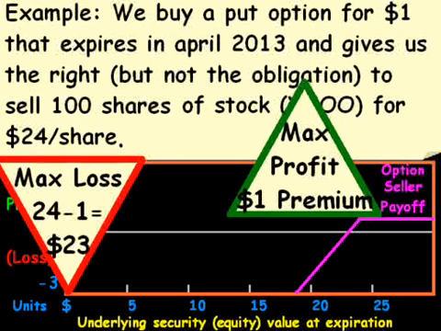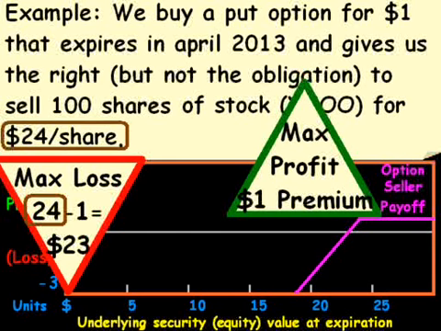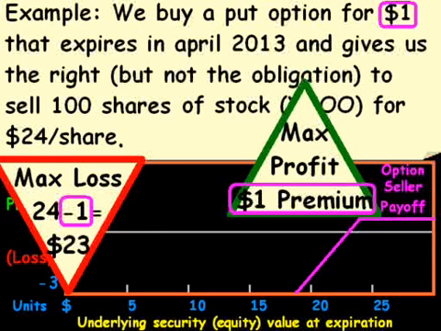On the flip side, the maximum loss an option seller can have is, in this case, going to be 23. And that's the difference between the $24 a share, the strike price, and then you subtract the $1 premium the option seller received for writing it, and that gives us 23.